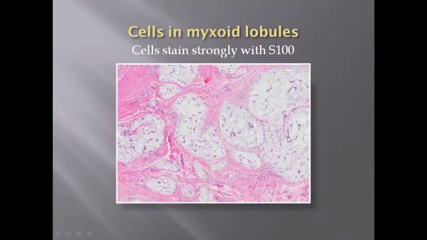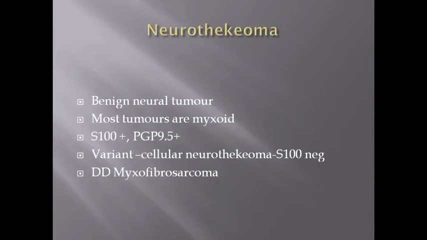They are stellate, and you can see the nice myxoid background for these nodules with the dermal collagen in between them being quite normal. And it is a neurothekioma, not a very difficult diagnosis when you have a characteristic appearance like that. Benign neural tumor. Most tumors are myxoid. They stain with S100 and PGP 9.5. And a variant is called cellular neurothekioma, which is characteristically S100 negative.